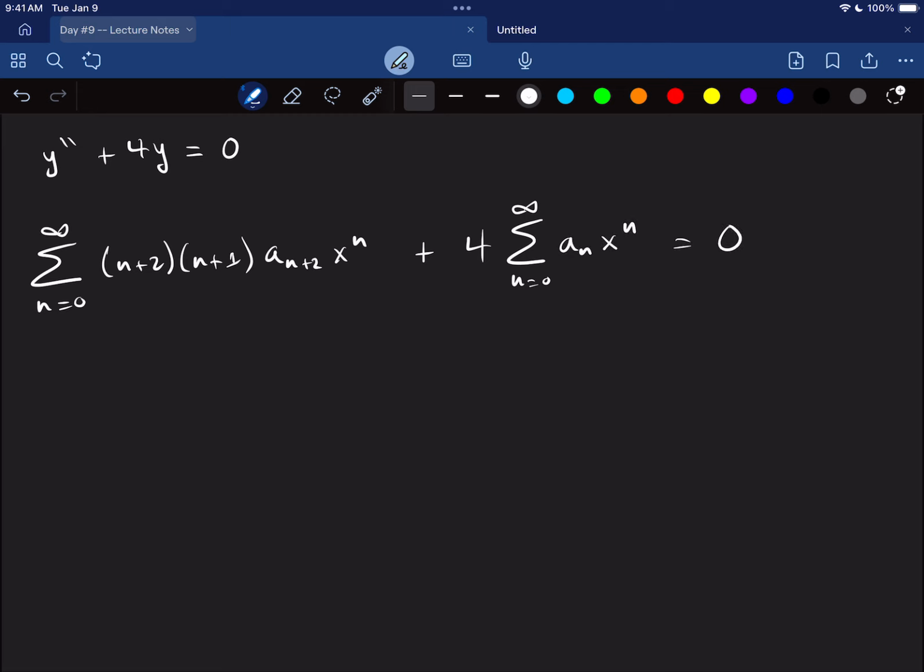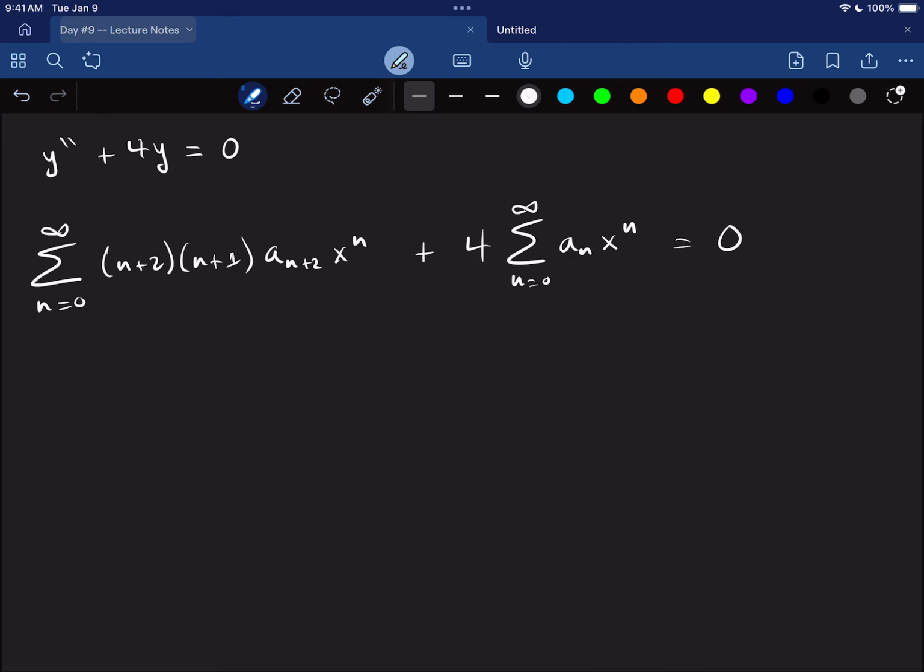I can do a little bit of combining here. I have two power series that both start from the same summation. And because they start from the same summation, I am allowed to combine these into a single sum. If these were not the same summation, you could not do that.